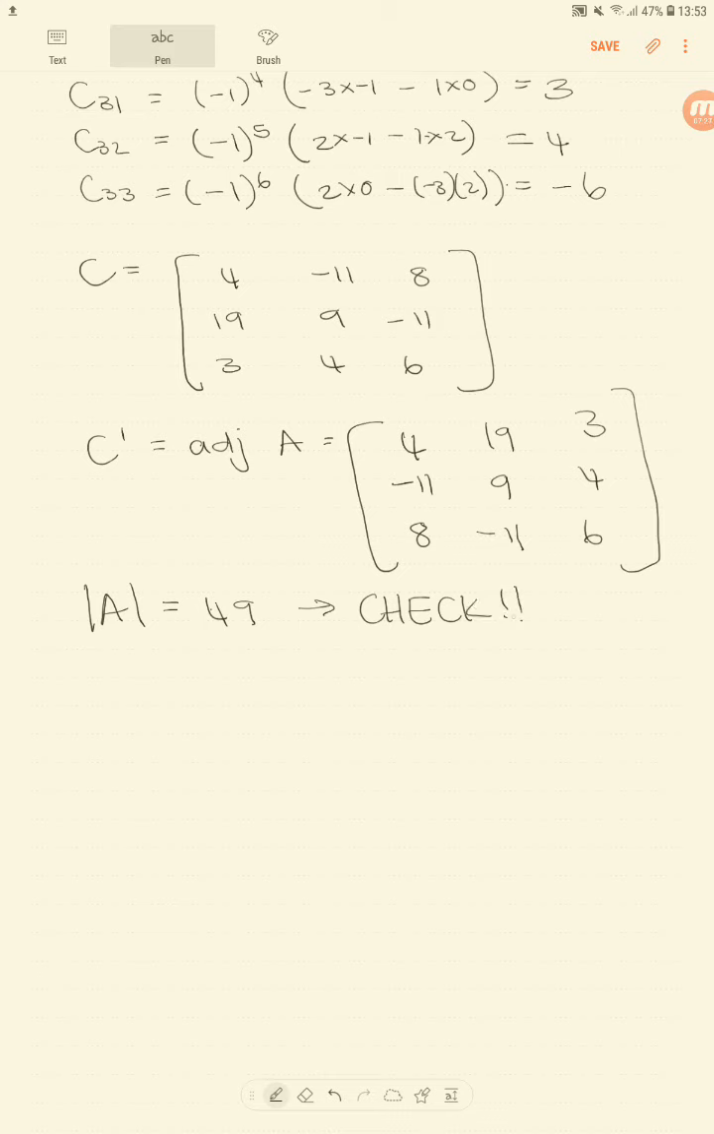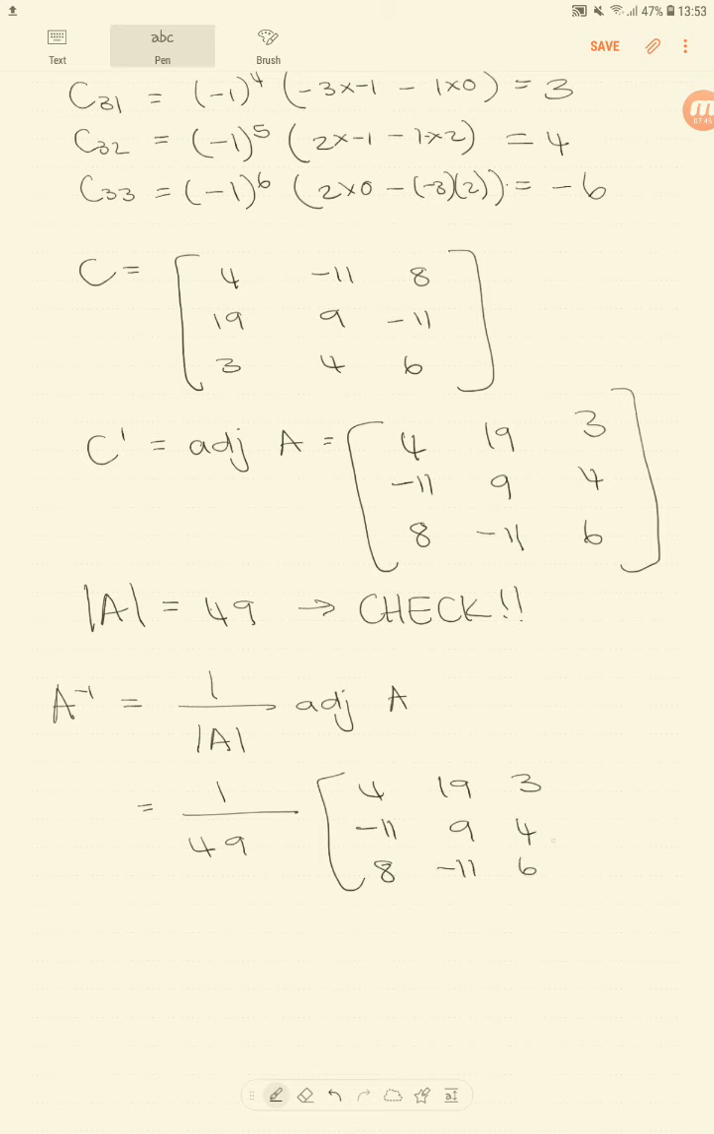which means our inverse of A is 1 over the determinant times the adjoint of A, which is equal to 1 over 49 times 4, 19, 3, minus 11, 9, 4, 8, minus 11, and 6.